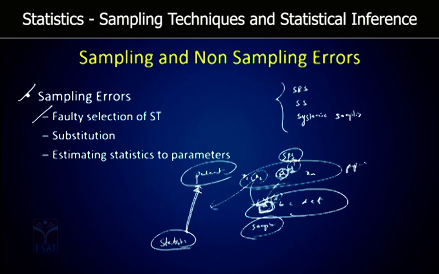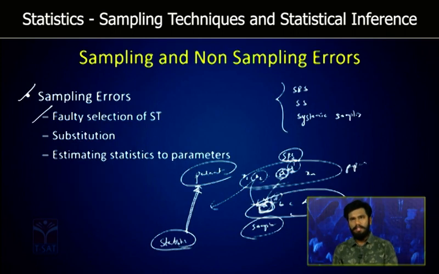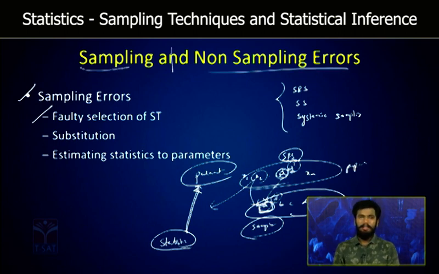Now we'll come to non-sampling errors. What is the difference between sampling errors and non-sampling errors? The first thing we have to discuss is that. The sampling errors are nothing but the errors which occur during sampling and while estimating our calculated statistics to our parameters. Okay. These non-sampling errors are the errors which occur after sampling and after estimating the parameters. Apart from these errors, the errors that occur in the collection, classification and presentation of data are called the non-sampling errors.